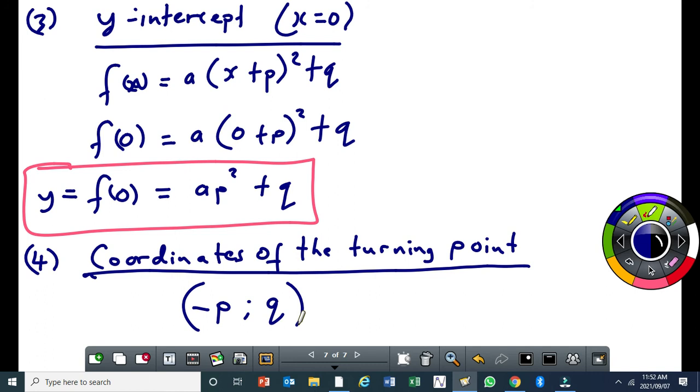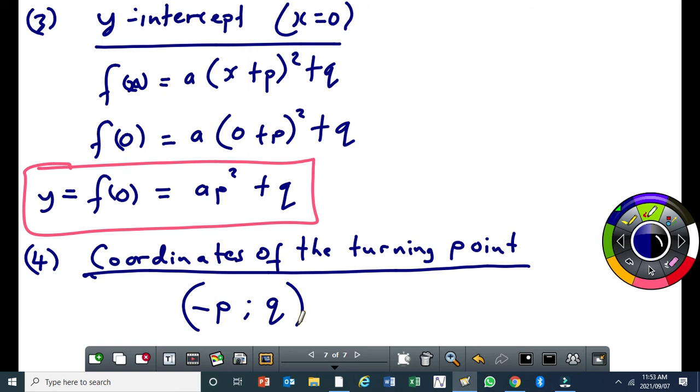If p is positive, then the x coordinate will be negative. Okay? So if you're asked to determine the coordinates of the turning point, they are given by this general coordinate form. Right?